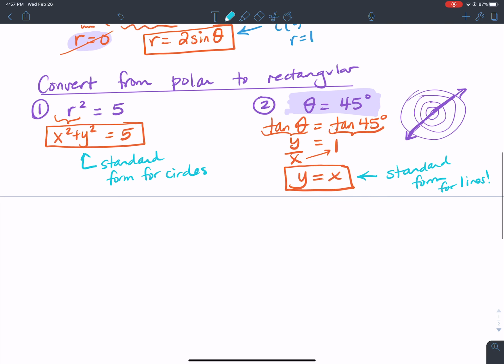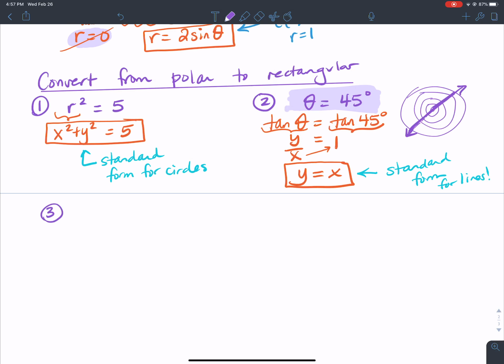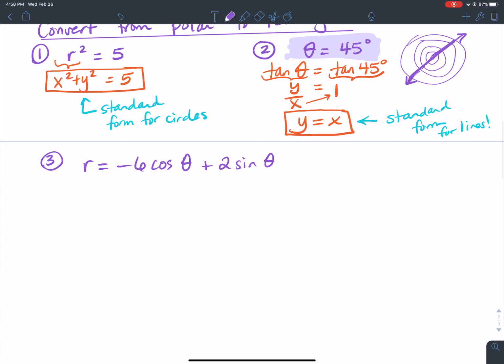Okay. All right, so that's a little bit tricky, but that's why we practice. All right. And the third type and the last type I'm going to go over with you here, and then the rest will be for practice. If you do one like this, r equals -6 cosine theta plus 2 sine theta. This one's got a lot going on. Looks a lot more complicated than the other two. We've got r's, we've got cosines, we've got sines, we've got thetas, we've got all the things.